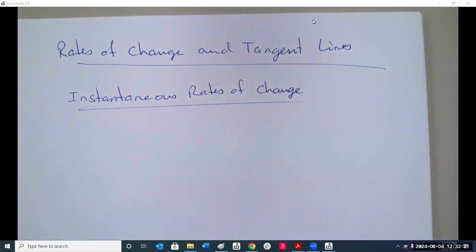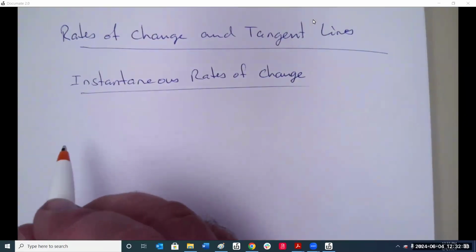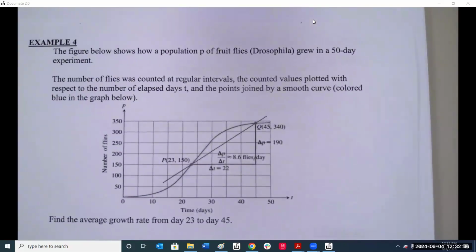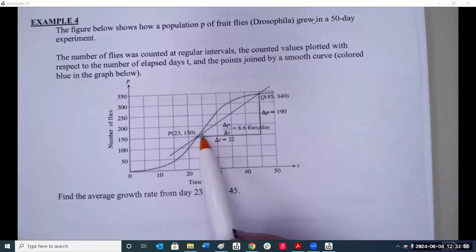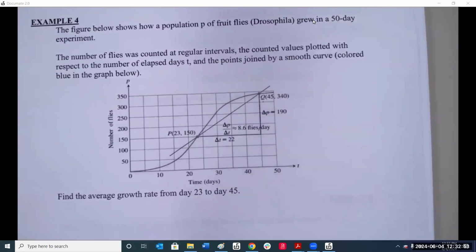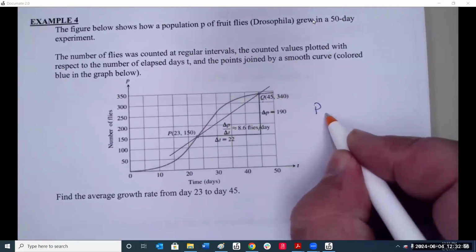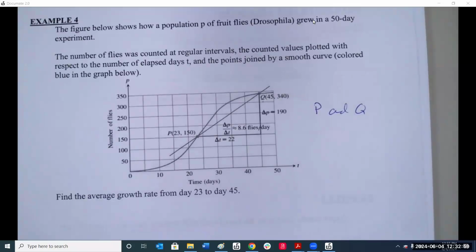Now, the rate of change of tangent lines we're looking at here is called the instantaneous rate of change. So if you look at our picture of example 4, we can find the average rate of change between any 2 points. For example, between point P and point Q, find the average rate of change. What's it going to be?